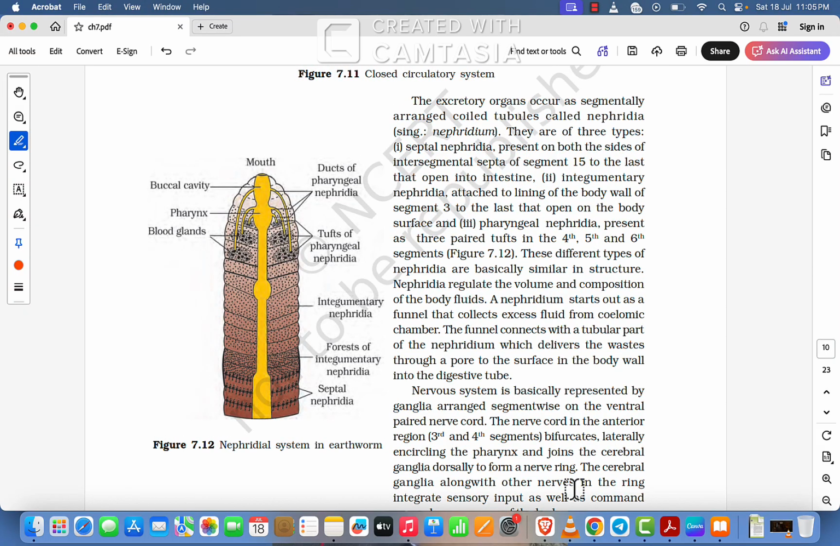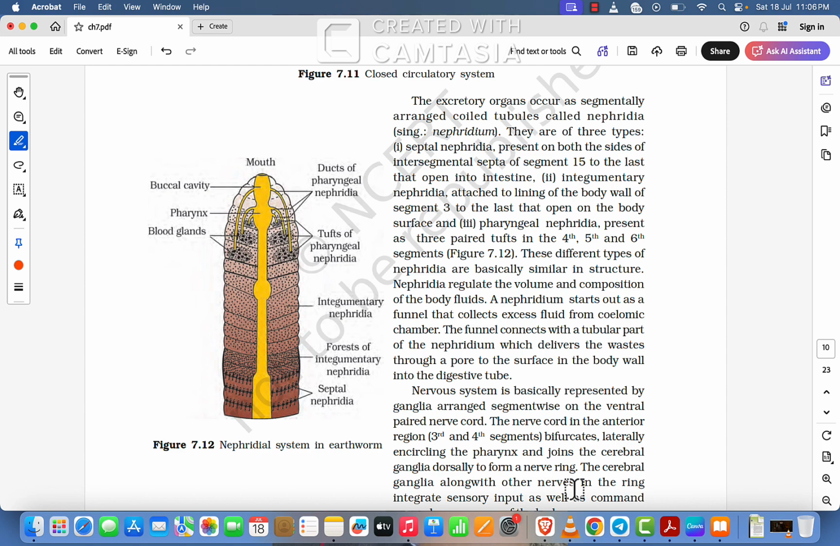They are of three types. First, septal nephridia, present on both sides of the intersegmental septa of segment 15 to the last, that open into the intestine. Second, integumentary nephridia, attached to the lining of the body wall of segment 3 to the last, that open on the body surface. And third, pharyngeal nephridia, present as three paired tufts in the 4th, 5th, and 6th segments. These different types of nephridia are basically similar in structure. Nephridia regulate the volume and composition of the body fluids.